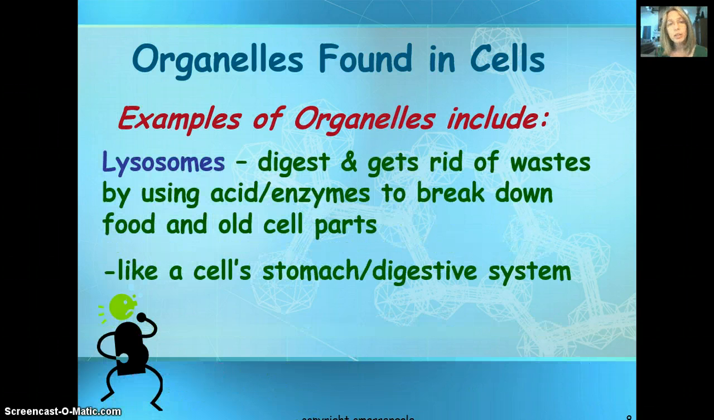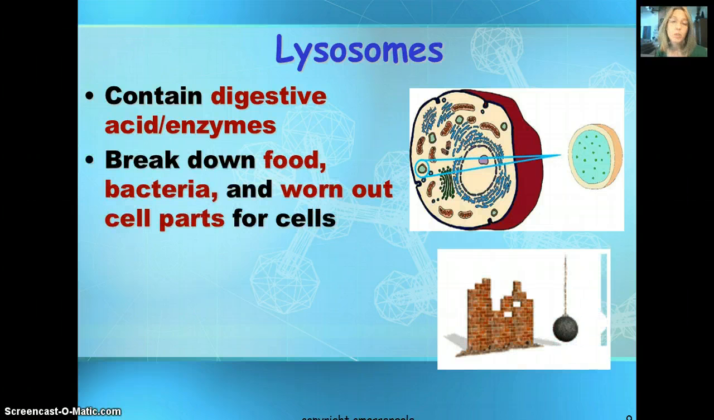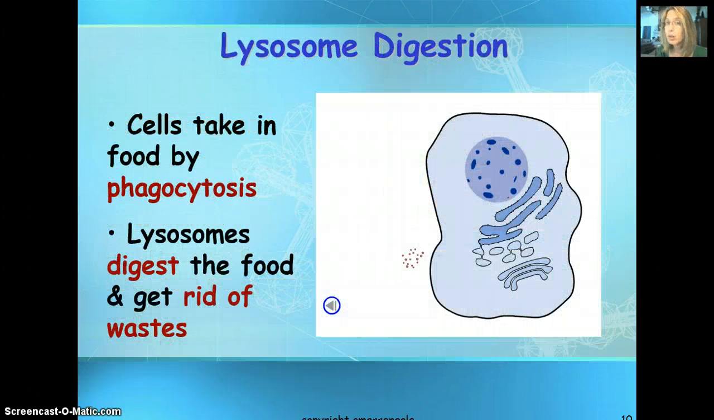An example of an organelle would be the lysosomes that digest and get rid of wastes by using acid to break down food and old cell parts. Kind of like your stomach is a bag of acid that breaks down food in your digestive system. Lysosomes also break down bacteria and worn out cell parts. Cell parts later get recycled into new cell parts.